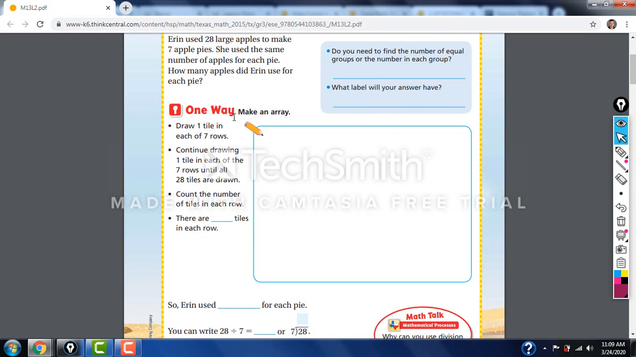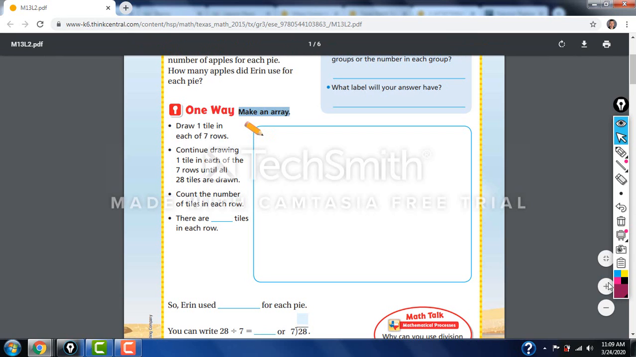Let's take a look at the next section here. So we're going to create an array. Get your highlighters, get your color pencils, crayons, and let's work on this right now. So it says draw one tile in each of 7 rows. So you're going to have 7 rows, and there will be one tile in each of the 7 rows until all 28 tiles are drawn. Count the number of tiles in each row. So there are how many tiles in each row? So you have how many rows?